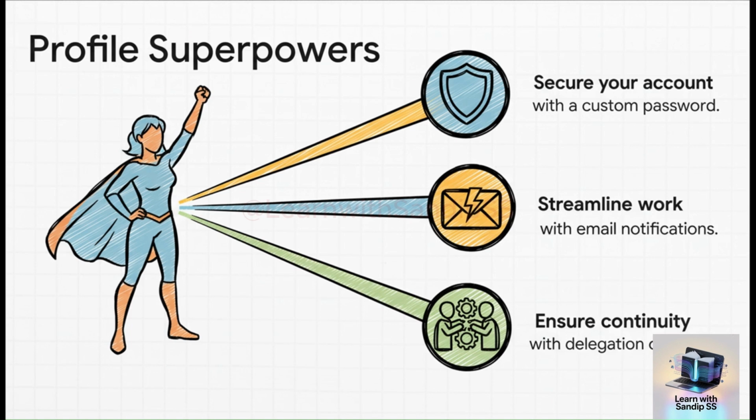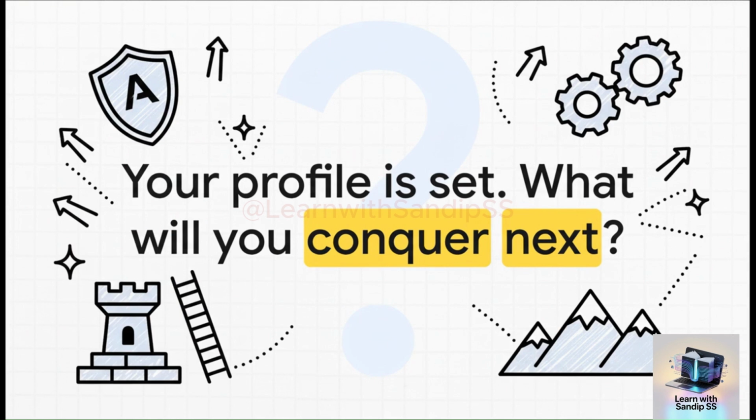So, in just the last few minutes, you've basically unlocked 3 new profile superpowers. First, you've totally secured your account with a strong custom password. Second, you've made your workflow way more efficient with those email approvals. And third, you've made sure your team doesn't miss a beat, even when you're out of office. That's huge. So there you have it. Your profile is now set up and tailored just for you. You've built this awesome, solid foundation. With all this control and efficiency at your fingertips, the only question left is, what will you conquer next?